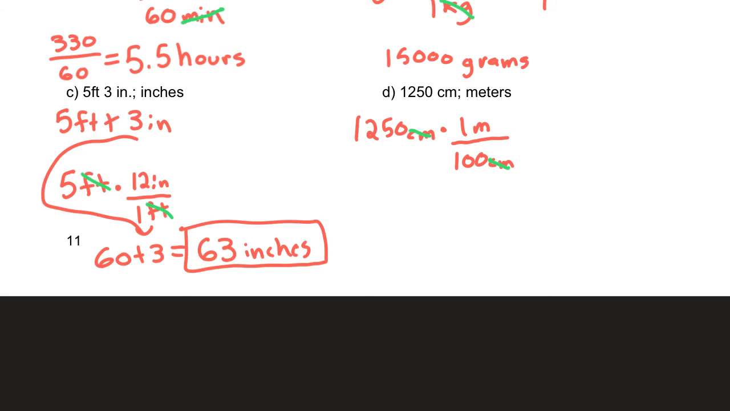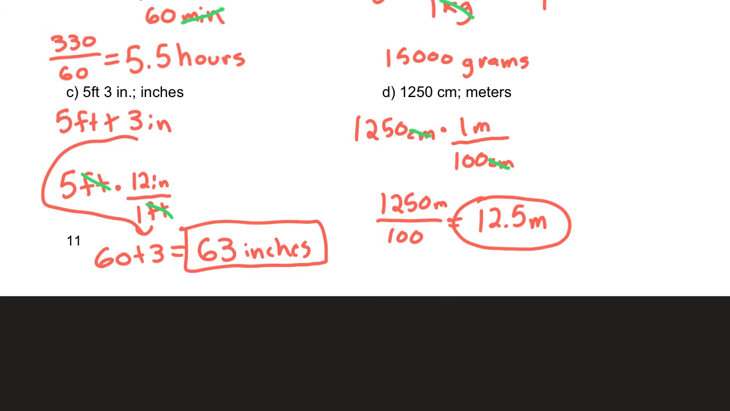So what this becomes is 1,250 meters, if we want to keep that as our units, and that's divided by 100. So 1,250 divided by 100 should be 12.5 if I'm doing this right. So that's 12.5 meters.